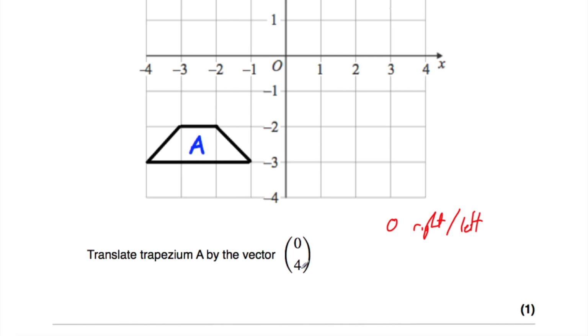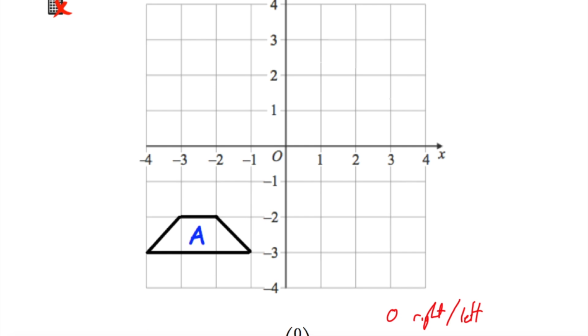And then we've got here 4. So that'll be 4 up. So we're going to be translating this shape, this trapezium, just 4 squares up. This means it's 0 right or left. And then just 4 up. So we need to translate this trapezium 4 squares upwards. So let's do that. So let's move it 4 squares upwards.